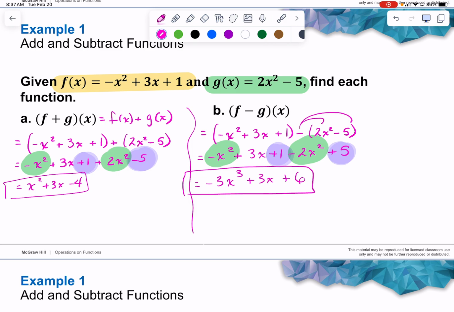Okay? Any questions on this? Notes for this are at the top of page 300.